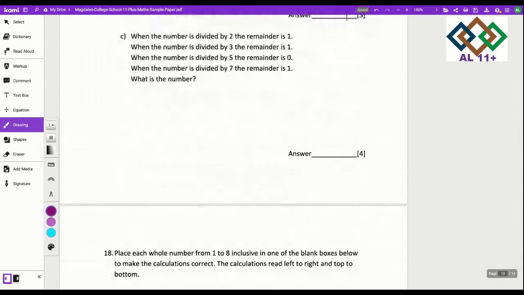Number C now. When the number is divided by 2, the remainder is 1. When the number is divided by 3, the remainder is 1. And when the number is divided by 7, the remainder is 1. What is the number? If you look at that, the first one is the odd numbers. The second one are 5 multiples. And the next one is 2 multiplied by 3 multiplied by 7. That's 42.